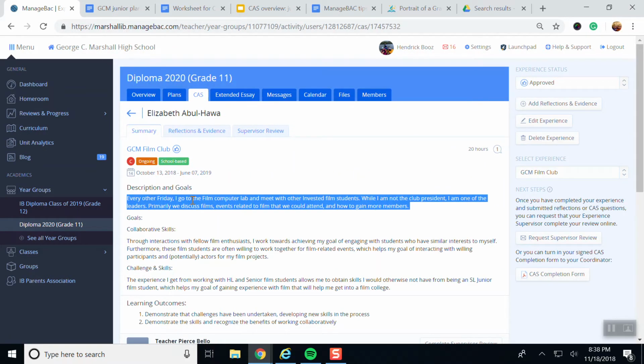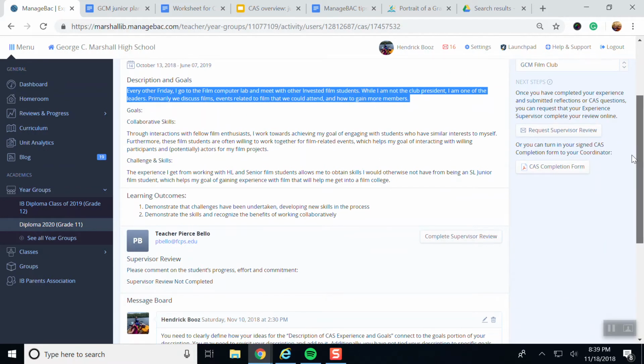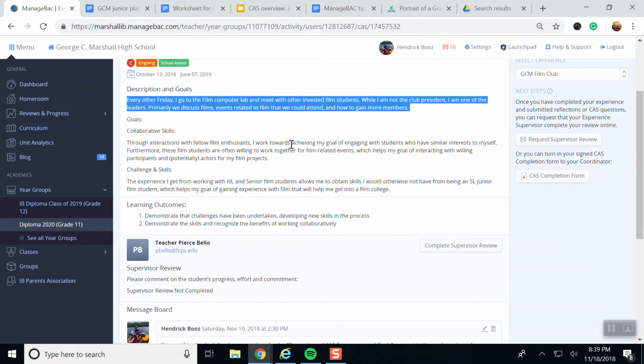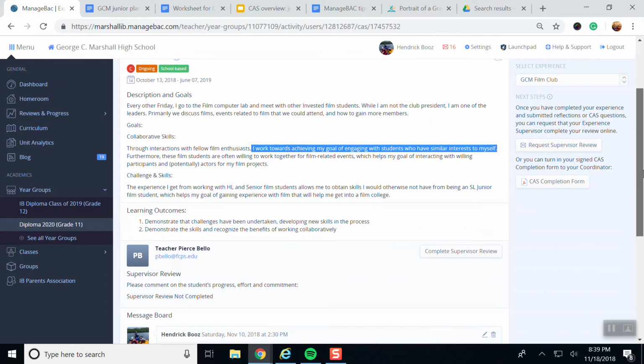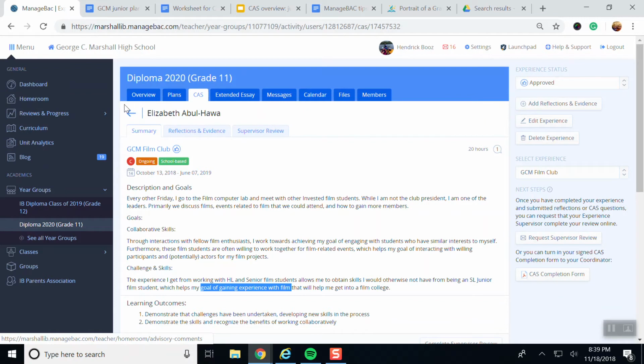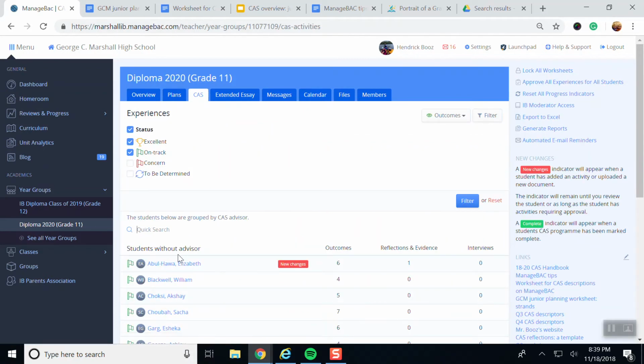Ideally, she could flesh this out a little bit more. It could be a little bit more of a description, because that's not the only thing that the film club does. But right here, she talks about she wants to work toward her goal in collaboration with working with students who have similar interests to myself. It's not the strongest of goals. I mean, ideally, she would want to work with students who have maybe interests that are not as similar as her own, but that's something there. Right? She has a goal of gaining experience with film. Again, it's a little vague, but it's a start, and I want you to think about kind of creating those goals.